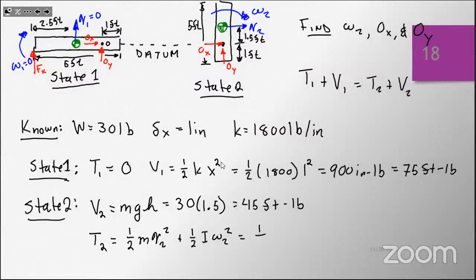So can't I just say that v2 squared is just omega 2 times r squared, right? Because v2, the velocity of the center of gravity, is just the angular velocity times the radius, right? Times the distance I am away from the center.